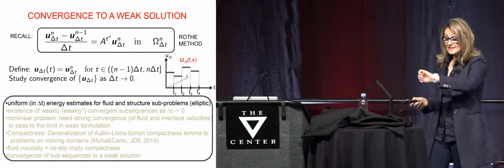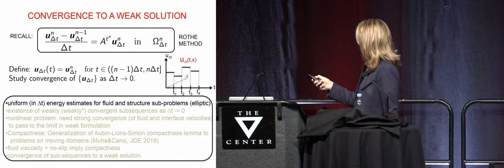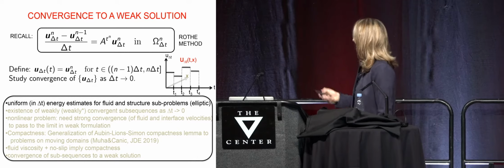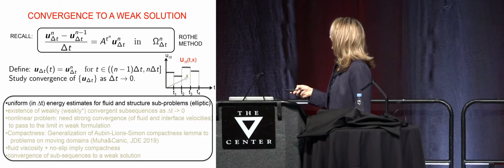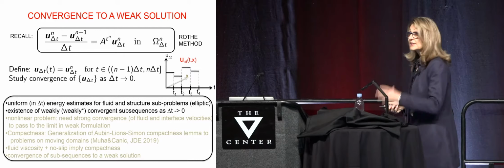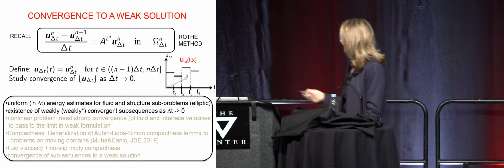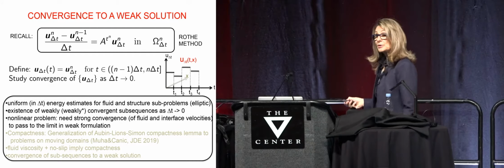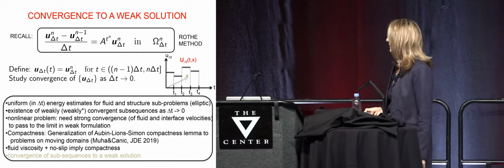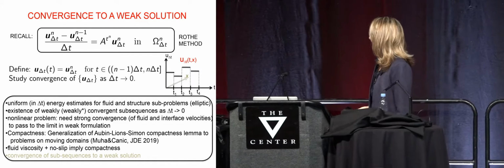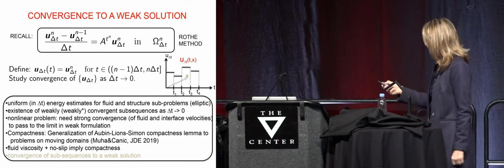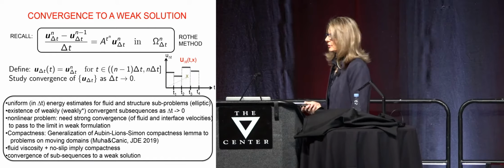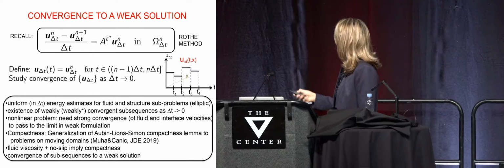So, the general existence proof, I'm almost done. The main ideas are that, because of the way we dealt with the added mass effect, we obtain these uniform in delta T energy estimates for both subproblems. This gives rise to the existence of weakly or weakly star convergent subsequences in the corresponding topologies. Then, this is again a nonlinear problem, so to pass to the limit and get existence of a weak solution we need a compactness argument. And then we would get stronger convergence in L2 of the fluid and structure velocities, and a convergence of a subsequence to a weak solution of the coupled problem.